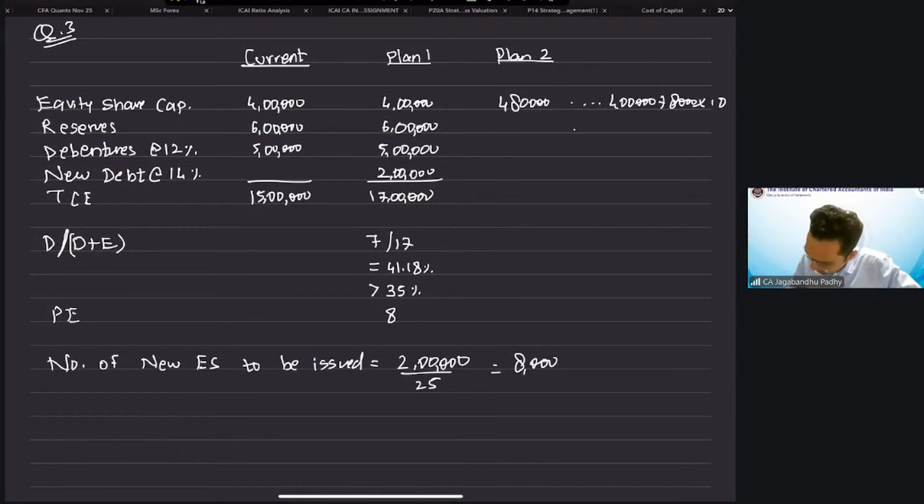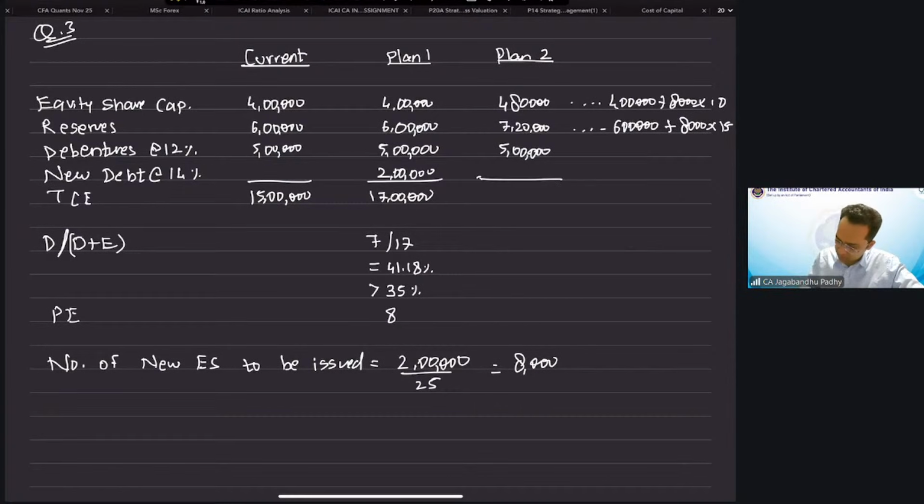Now reserves is simply going to be the original reserve value of 6 lakh plus 8,000 shares into 15 each. So this is now going to be 7 lakh 20,000. Older debentures of 5 lakh will continue. And this is going to be 17 lakh. Here the debt to equity ratio is 5 upon 17, which is 29.41%, guys. Since it's less than 35%, your P ratio will be 10. So price to earning ratio is going to be 10, guys.